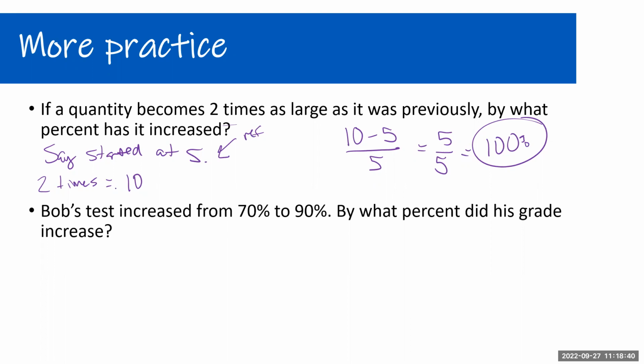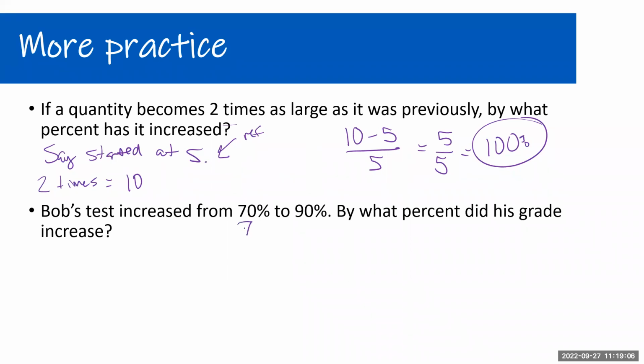What about Bob here? Bob's test score increased from 70% to 90%. By what percent did his grade increase? Okay, be careful here. It's not 20%, 70% to 90%. As a statistician, this is one of my pet peeves when I read articles, because that's not a 20% change, okay? It's a raw change of 20% points, but it's not a 20% change in the score.